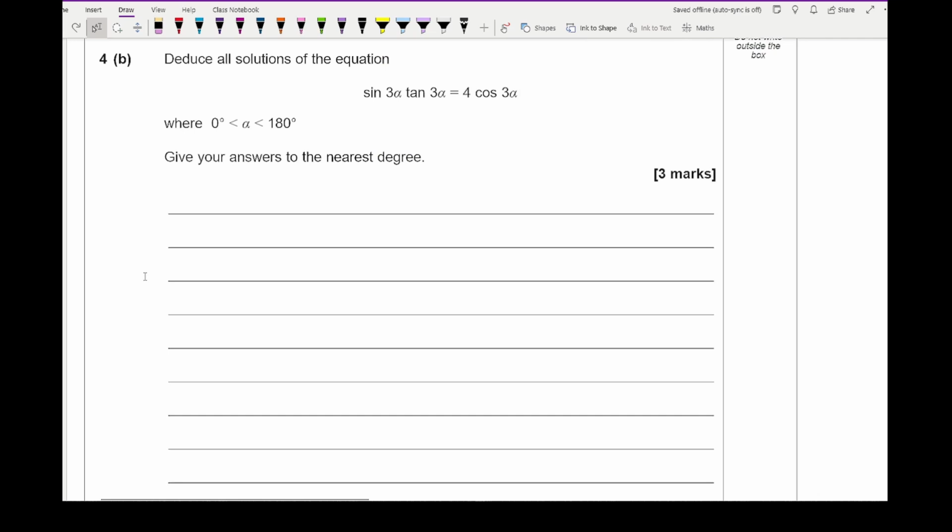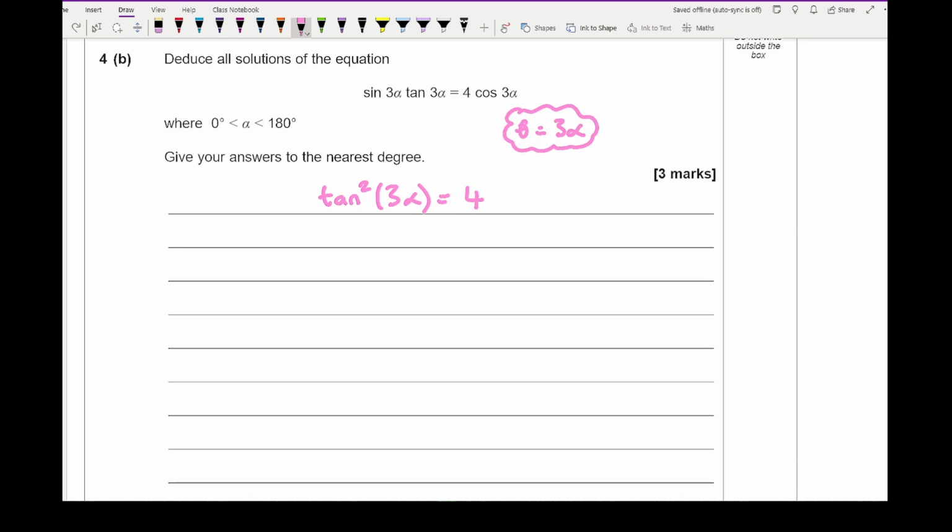Moving on to 4b, it says deduce all solutions of the equation sine 3 alpha tan 3 alpha equals 4 cos 3 alpha, where alpha is between 0 and 180 degrees exclusive, and give your answers to the nearest degree. Now using the answers from the previous part of this question, we should be able to establish that we can write this as tan squared 3 alpha equals 4. So all they've just replaced is theta equals 3 alpha.